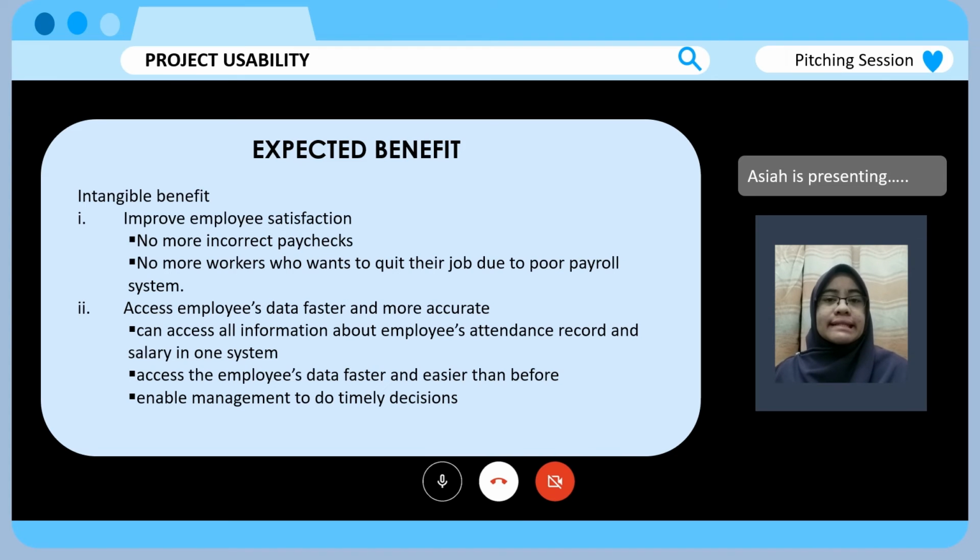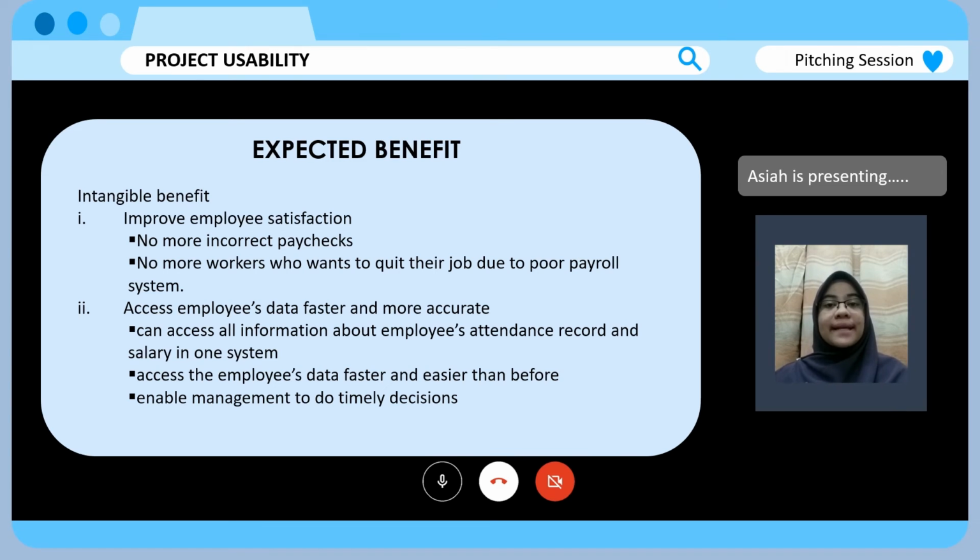By having this system, employees don't have to worry anymore about being paid incorrectly, as this system will automatically calculate their wages according to their working hours, including their overtime. It also can help the business to keep the existing employees, and no more workers want to quit their job due to a poor payroll system.